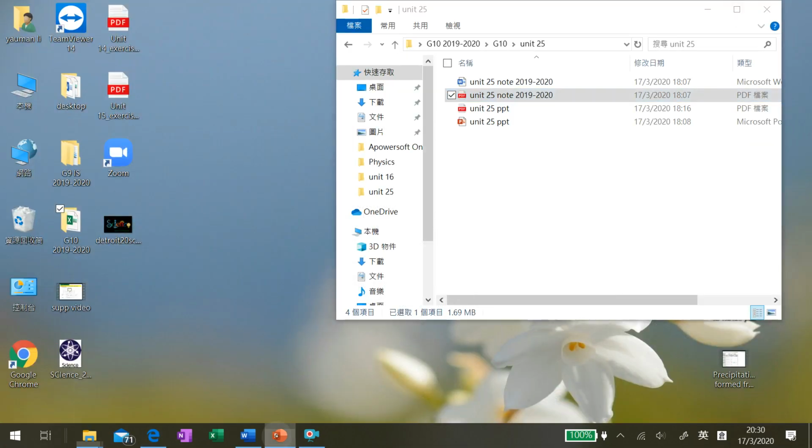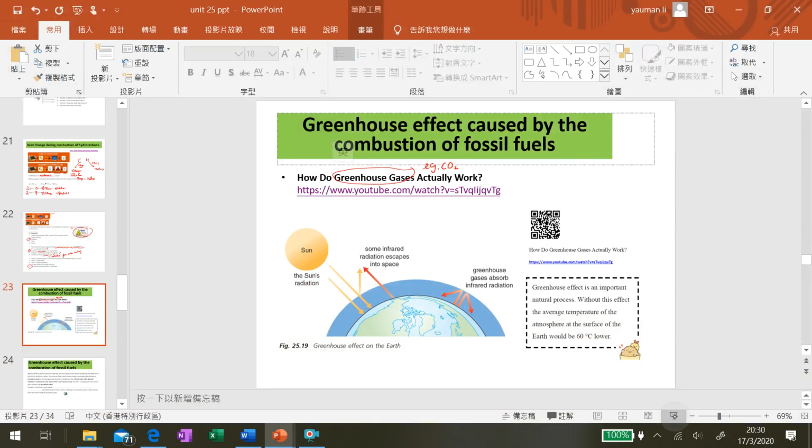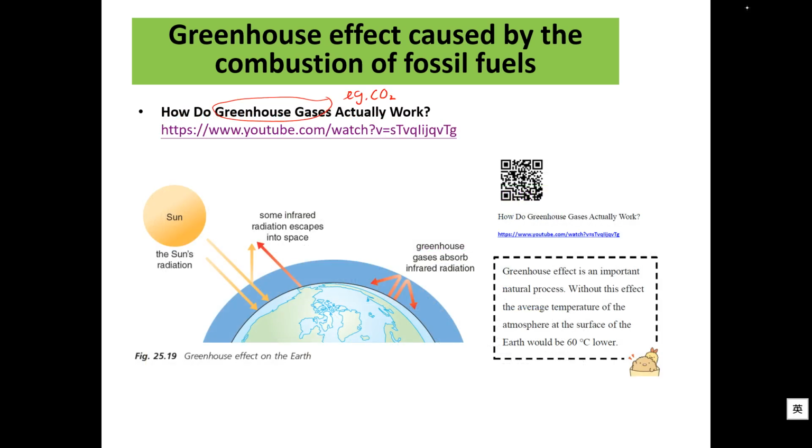Okay, so now we understand how greenhouse gases trap energy, because they have the ability to absorb infrared radiation. So let's have a look at your notes. The idea is like that.